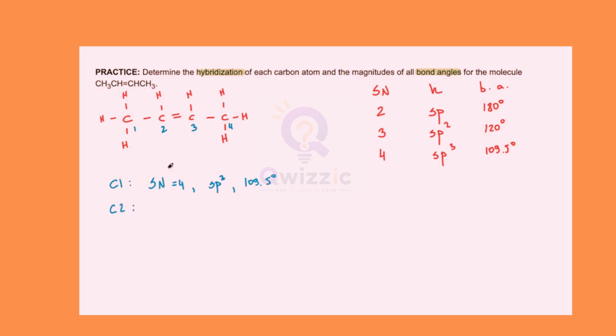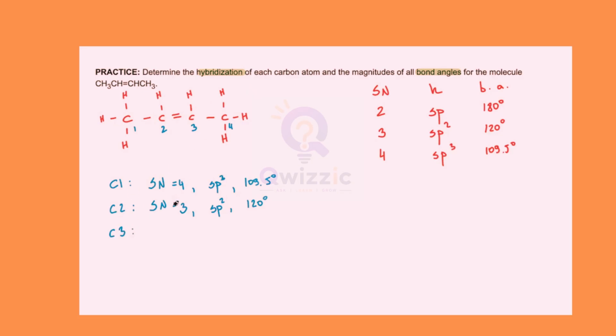What about carbon 2? Well, what's the steric number? We have 2 single bonds and 1 double bond. So we have 3 different electron regions. So the steric number is 3, meaning hybridization is sp2. And the bond angle is expected to be 120 degrees because we are observing trigonal planar geometry.